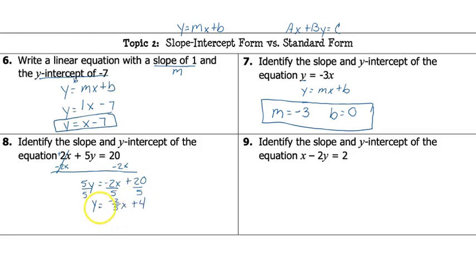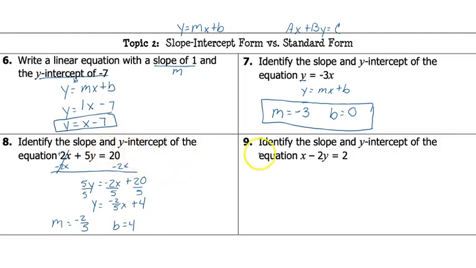Well, now I'm in y equals mx plus b. So identify the slope. Sure thing. My slope is -2/5. My b, my y-intercept, is +4. So you've got to get them over to slope-intercept form.